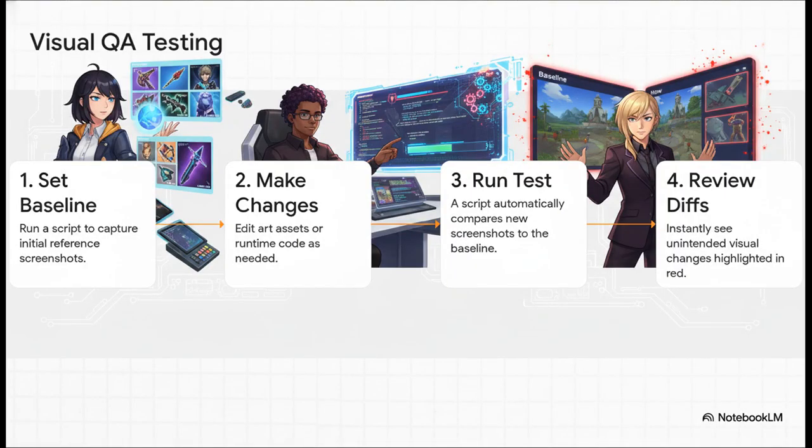Now check out this other killer feature, built-in visual QA testing. Let's say you're developing a new art pack. How do you make sure you haven't broken anything by accident? Simple. First, you run a script to capture some baseline screenshots. Then, after you make your changes, you run a test. The system automatically compares the new look to that old baseline and highlights any differences in red. It's a brilliant way to catch visual bugs before they ever ship.